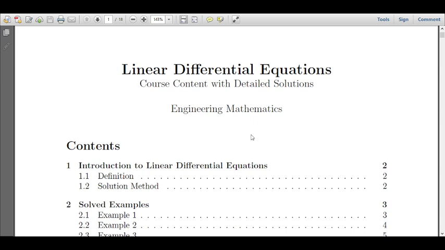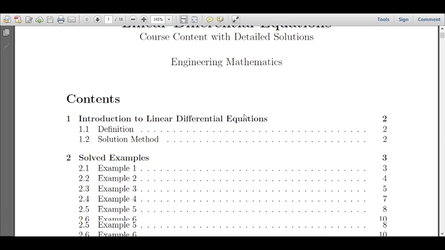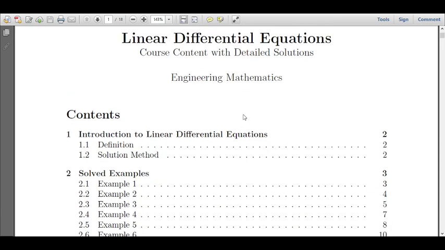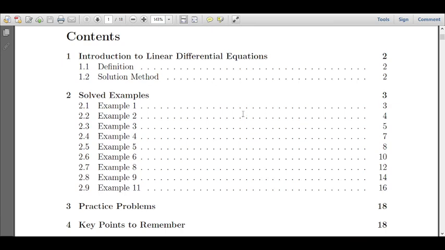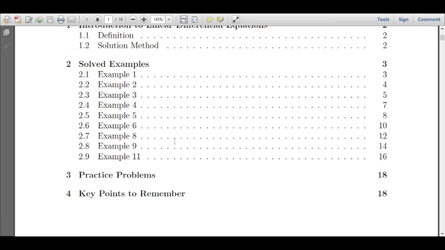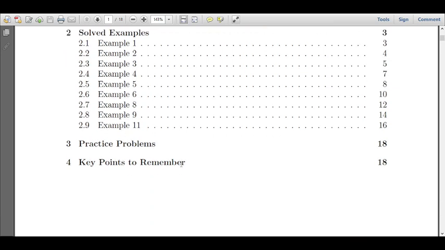Today we are going to discuss what is a linear differential equation, the procedure to solve the linear differential equation, and some example problems and key points to remember.